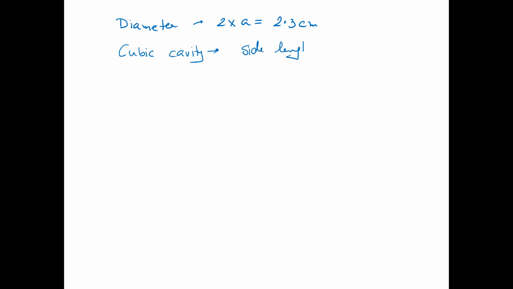If I look at the diameter, 2 times a would be 2.3 centimeters. Remember, for the cubic cavity, the one side length, which we had called a there, was approximately 2.12 centimeters. This is a circle, this is a cube, right? So the surface areas are going to be different.